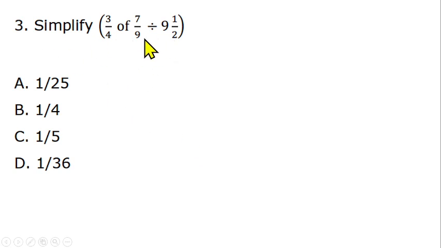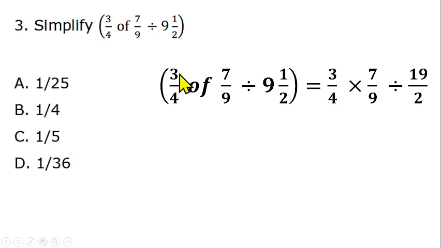So the next question is on fractions. How could we simplify a fraction? We are given 3 over 4 of 7 over 9 divided by 9 whole number 1 over 2, where we know that "of" means times. You can change this mixed number to an improper fraction. That will give us 19 over 2, that is 2 times 9 is 18 plus 1, 19 over 2.